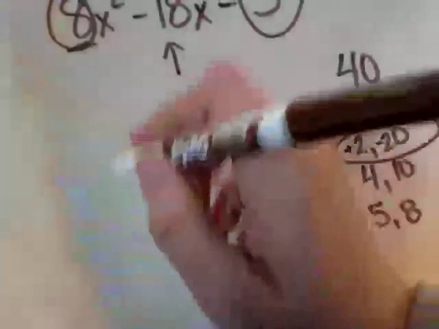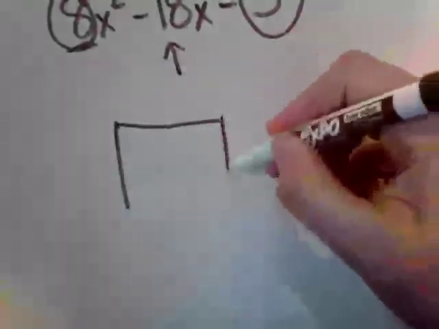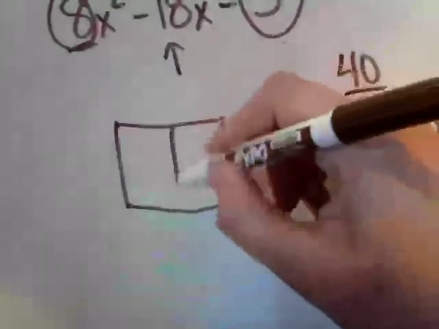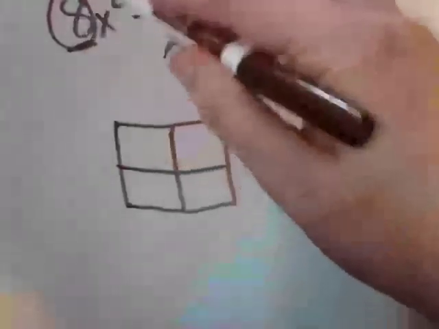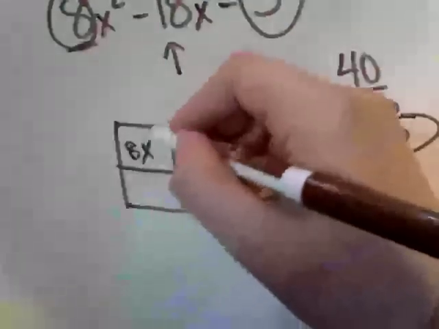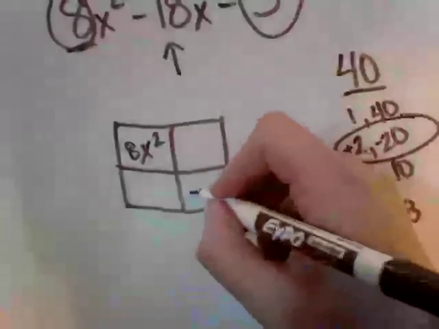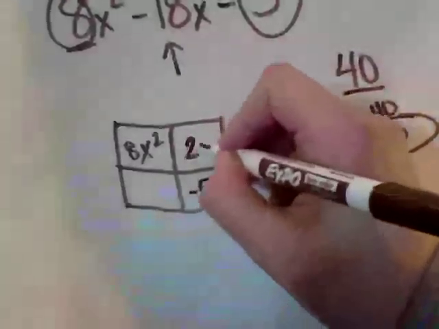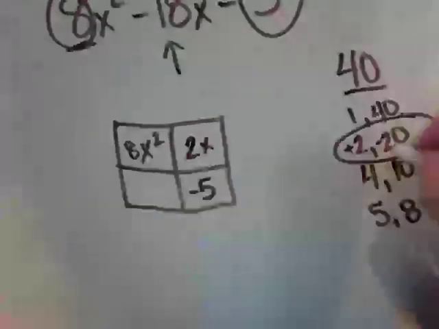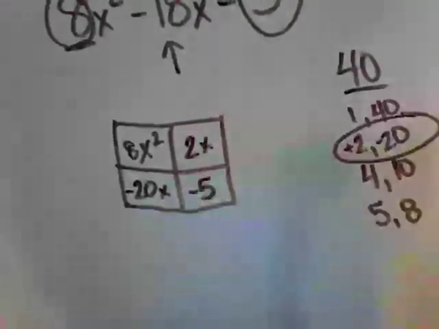So this is where the box comes in. I'm going to set up a 2x2 box. I'm going to take that first term, the 8x squared, and put that in the first box. Then I'm going to take the last term, that negative 5, and put that in the last box. And the two pieces that we just decided on, the positive 2, I'm going to put in this box with an x behind it, and then the negative 20, I'm going to put in this box with an x behind it.